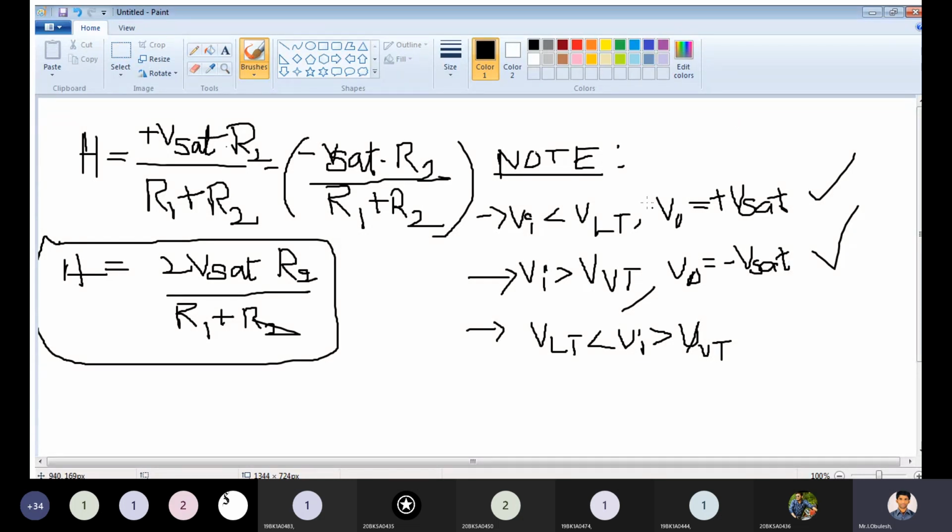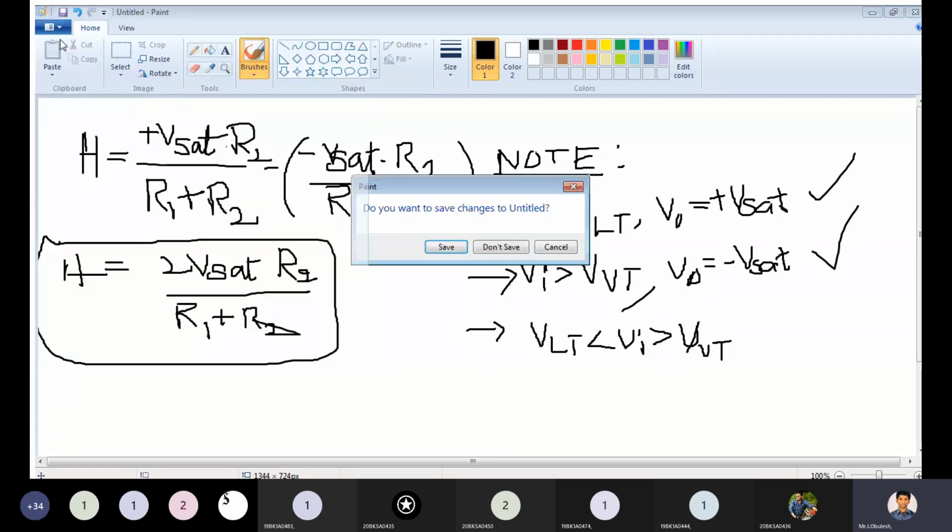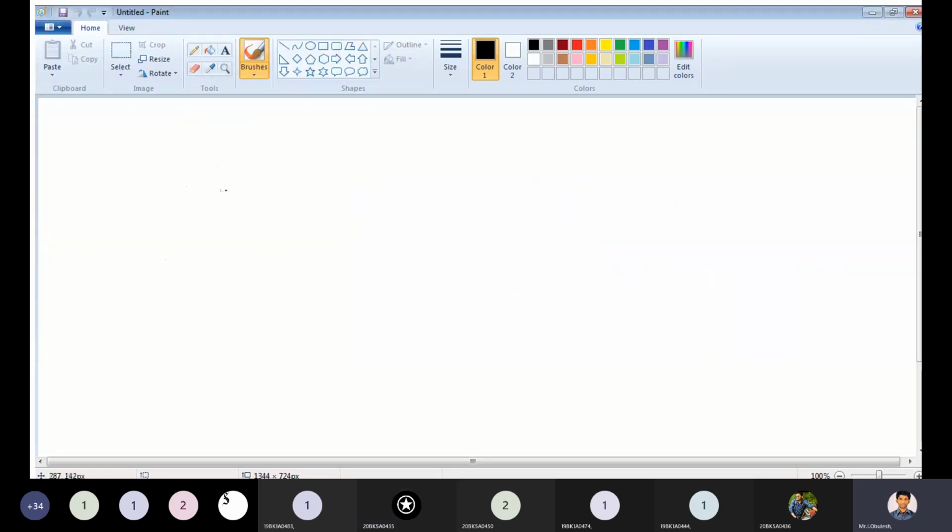Up to now clear? Yes, sir. Fine. You need to draw the input and output waveforms of the inverting Schmitt trigger. Draw the diagrams. Draw the waveforms.